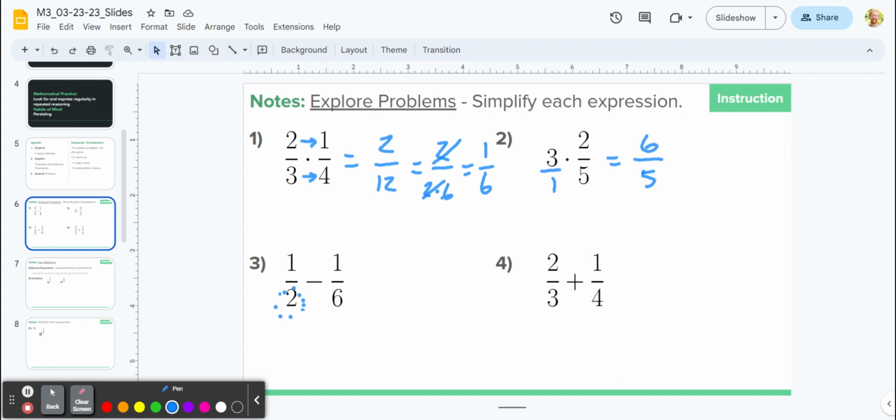If we then carry that out, now that the denominators are the same, we can just add or subtract the numerators. So we get 2 over 6. And that would simplify down to 1 over 3.